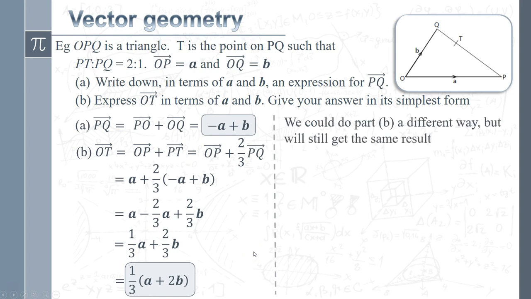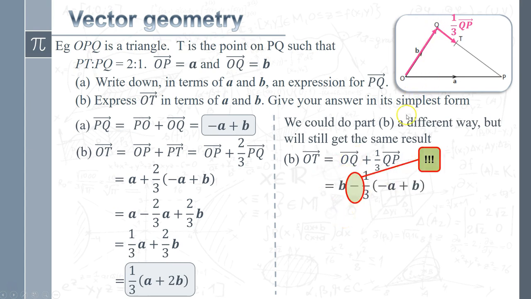Now, in this particular case, I went from O to P, P to T, but there's absolutely no reason why I couldn't go a different way. I could go from O to Q, and then Q to T, and I know that this one here is 1/3 of QP. So there's a different route, but it should give me exactly the same result. So let's have a look at what's going to happen. OQ is clearly B.